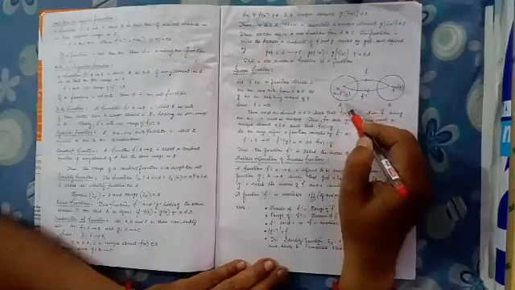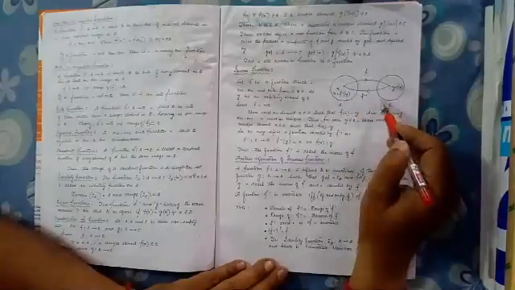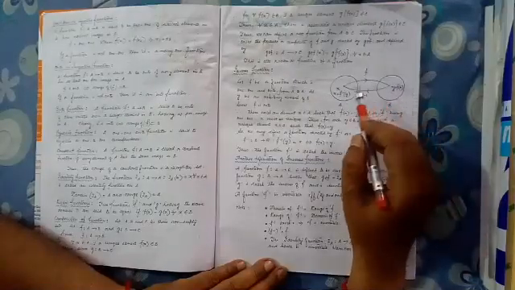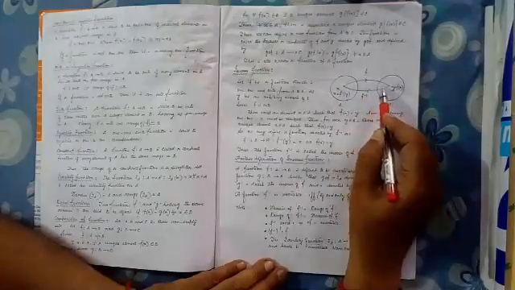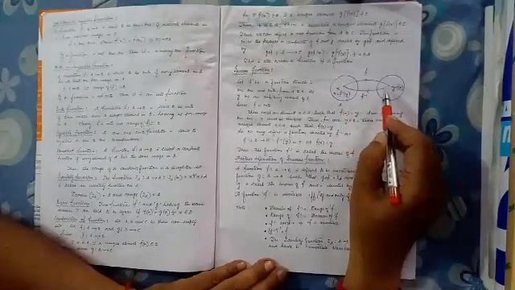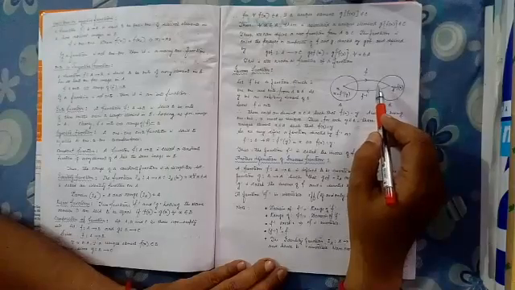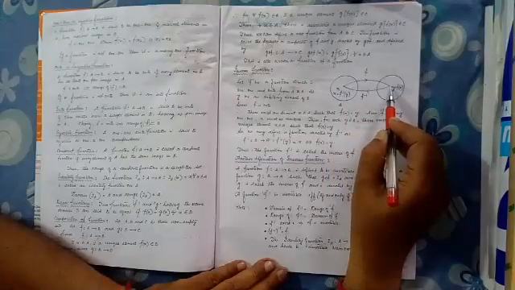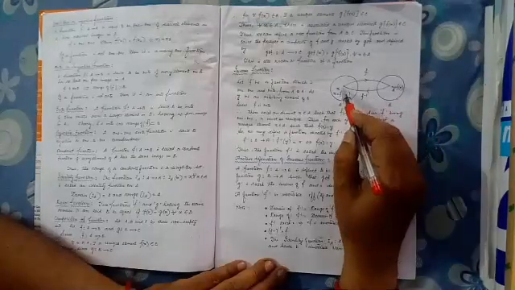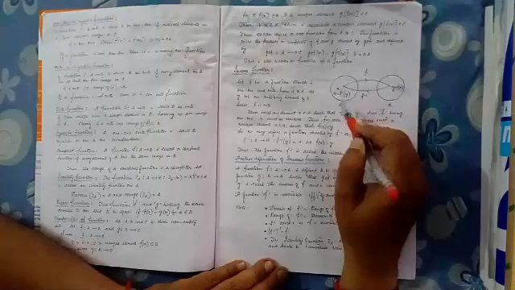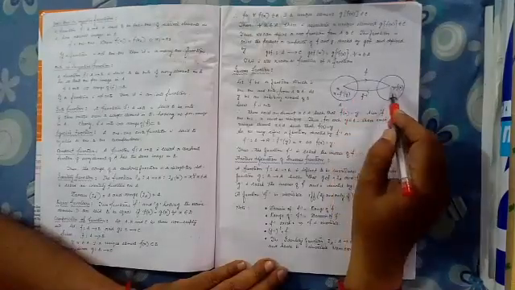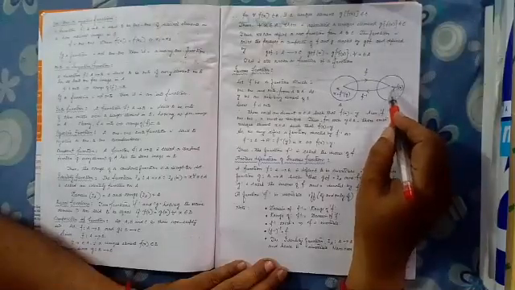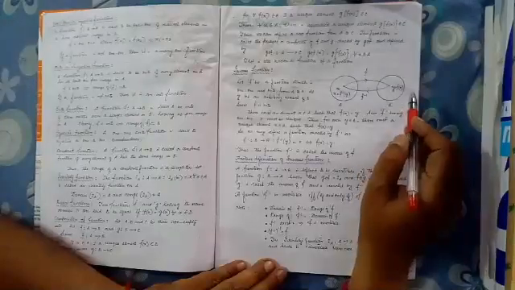A is a set and B is a set. Then for function we know it is a correspondence or a rule which associates the elements of A to the elements of B. Elements of A is X, there is X belongs to A, and elements of B, which is Y, Y belongs to B, Y is equal to F of X.